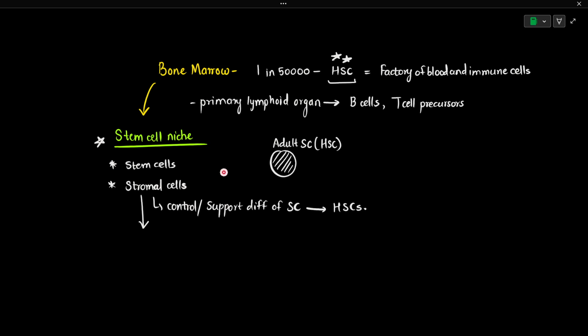In the same way, stromal cells secrete soluble proteins and express membrane-bound proteins. These are the ones which are going to help in creating that microenvironment for the stem cells to grow. So the stromal cells will secrete the soluble proteins, as well as express the membrane-bound proteins.